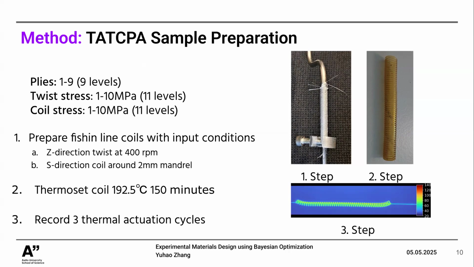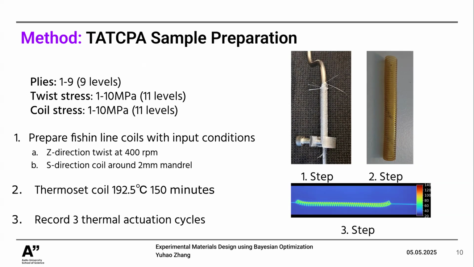They began with preparing the fishing line coils with the set input conditions, and this involved twisting the lines in the Z direction at a fixed RPM and then coiling in the S direction. It's these twisting and coiling directions which control whether the coil in the end either contracts or expands. And we chose expansionary coils because there's a much larger bound for the maximum actuation, whereas if it contracts, the physical shape can limit itself.